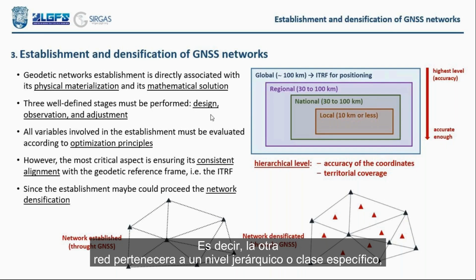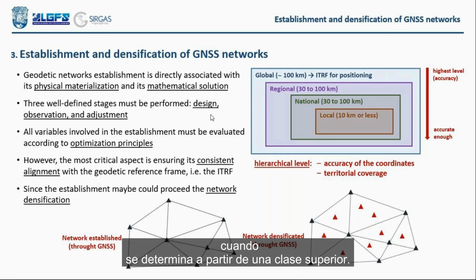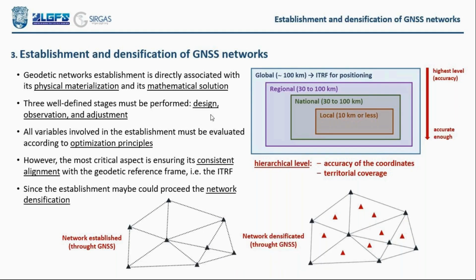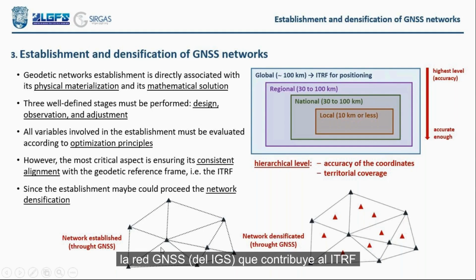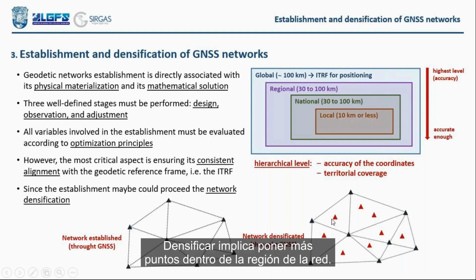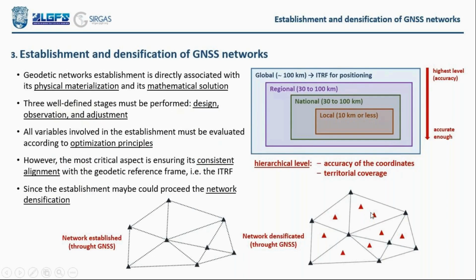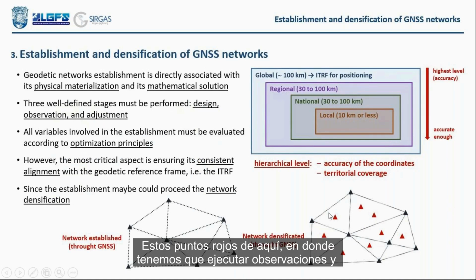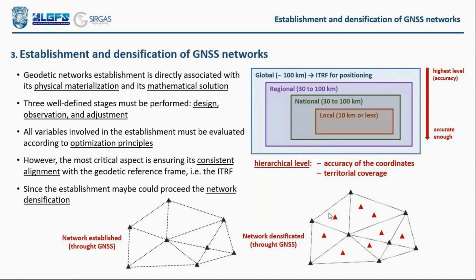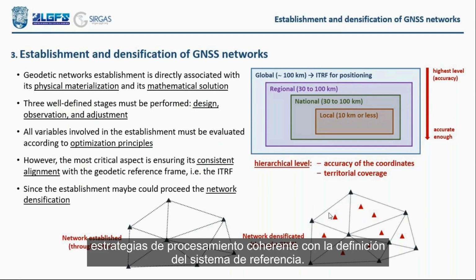A network belongs to a specific hierarchical level or class when it is determined from an immediately superior class. Here, an example. Look at this. We have, for example, an ITRF network for GNSS. We need to densify. Densifying implies putting more points inside the network, these red triangles here. We need to execute observations and processing strategies consistent with the definition of the reference system.